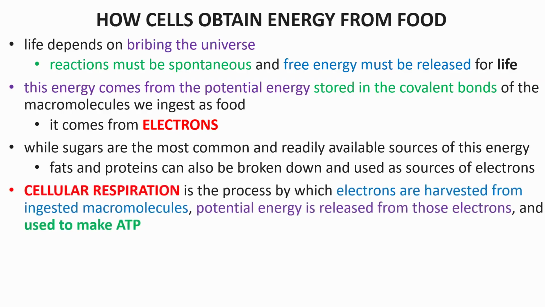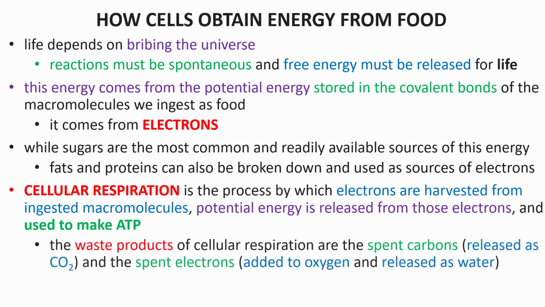Cellular respiration is the process by which electrons are harvested from these ingested macromolecules that we eat. Potential energy is released when we break those bonds by stealing those electrons, and then we take the energy from those electrons and use it to make ATP. If we think about glucose specifically, a 6-carbon sugar, the waste products of cellular respiration will be the carbons from glucose that we no longer need. We'll release them as fully oxidized carbon dioxide in our exhalate.